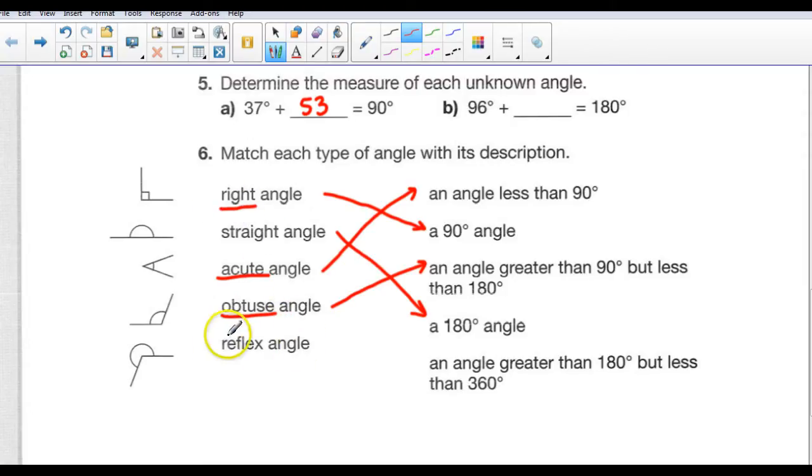And a reflex angle. Well, we only have one answer left over. It's an angle that is greater than 180 degrees, so it passes the straight line, but it's less than 360. And 360 is how many degrees there are in an entire circle. Okay?